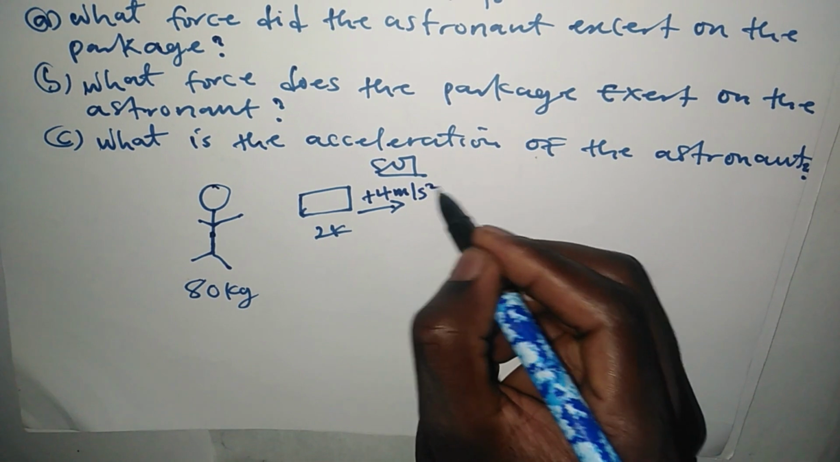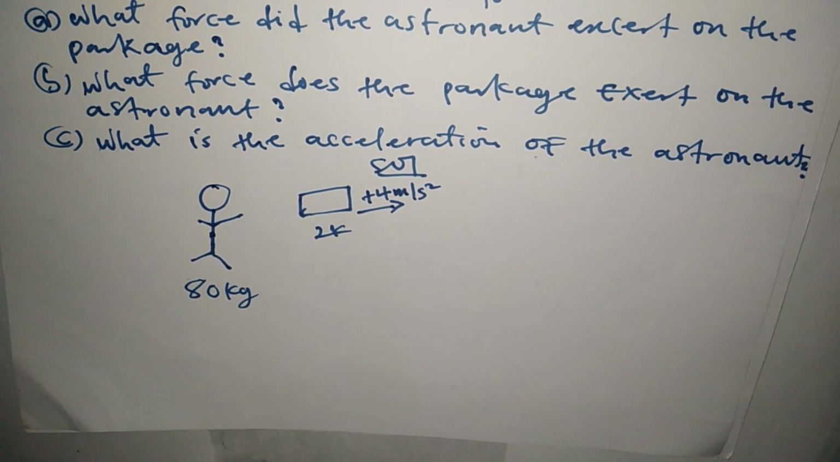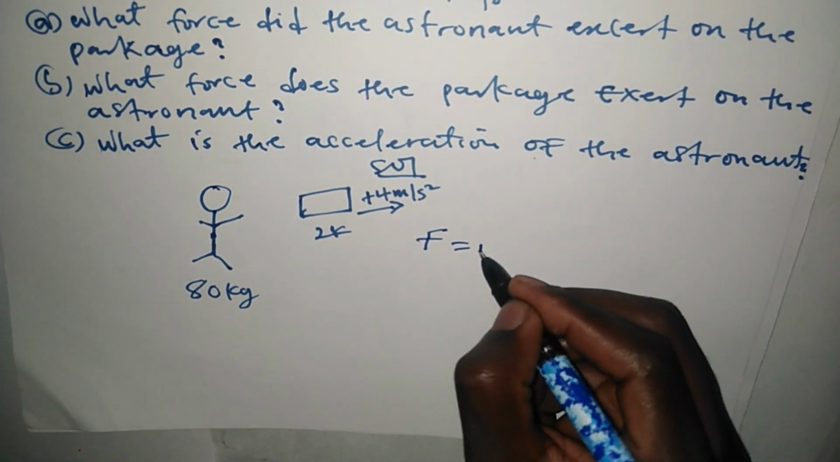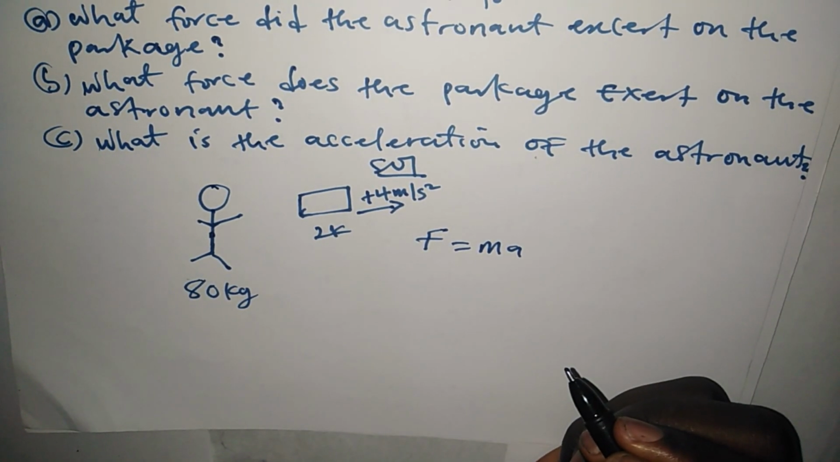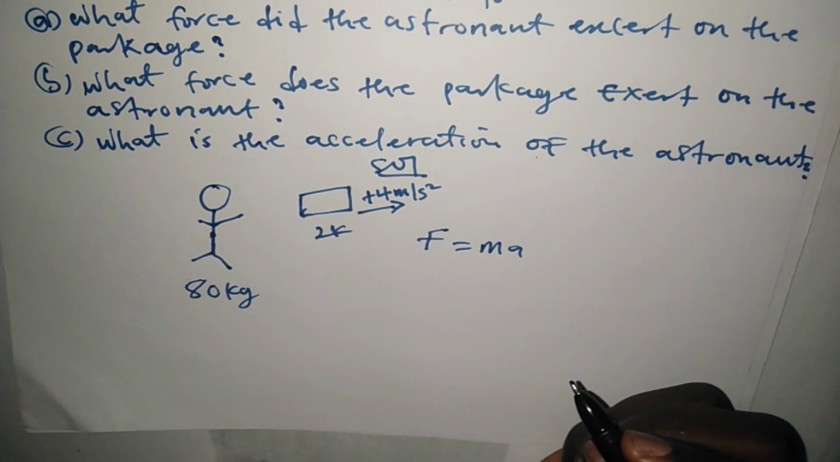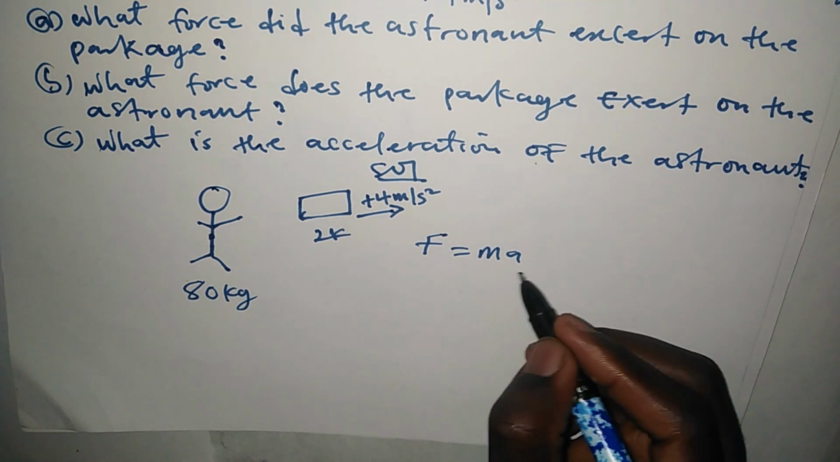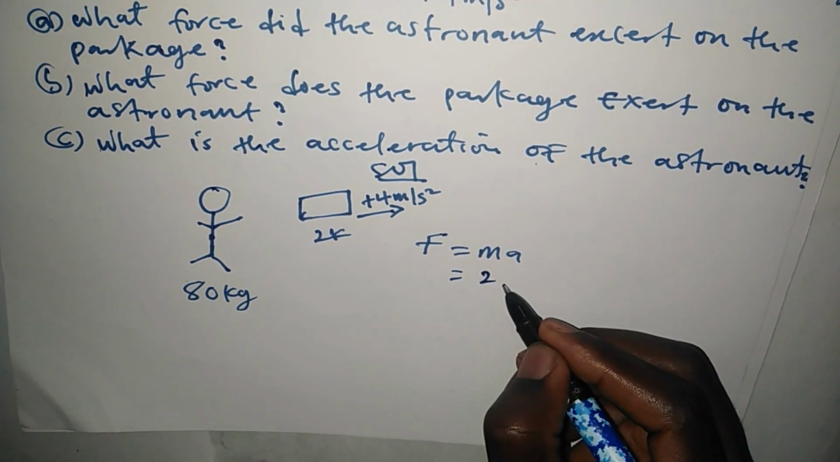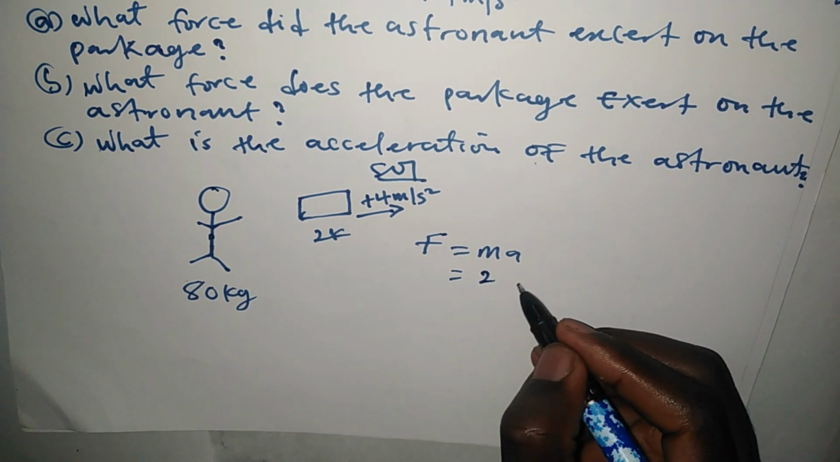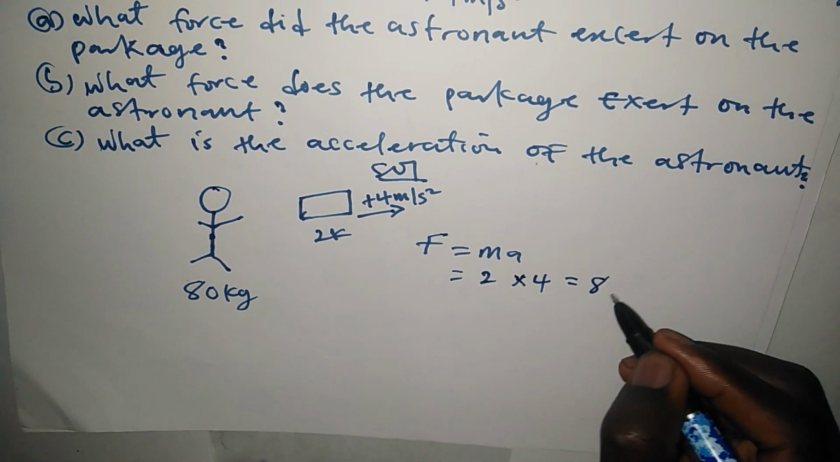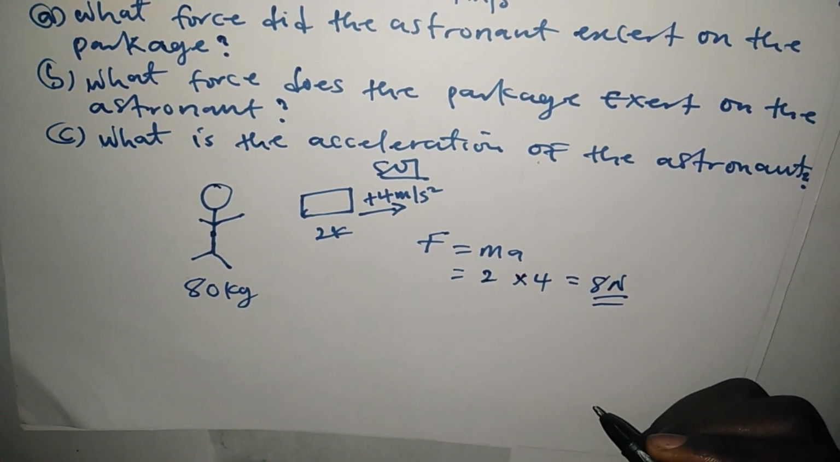Right? Now to calculate the force the astronaut exerts on the package, we use what? F is equal to m a. That's from Newton's second law. Therefore, we know that the mass of this package m is equal to 2 kg, and the acceleration is plus 4, so 2 multiplied by 4. So what we have now is going to be 8 newtons. Alright, that is the force the astronaut exerts on the package.